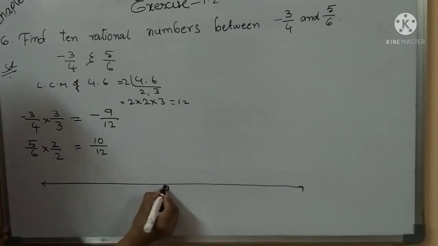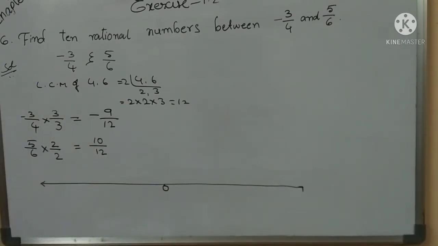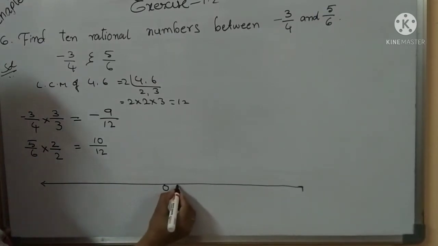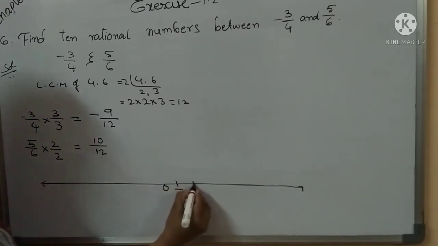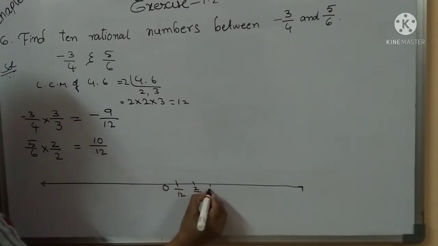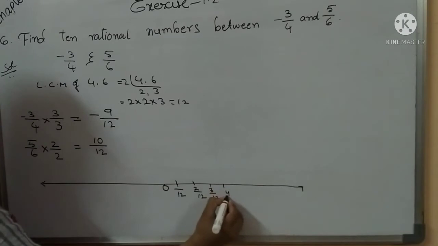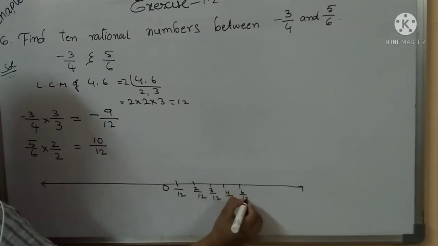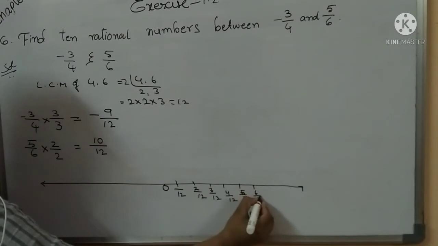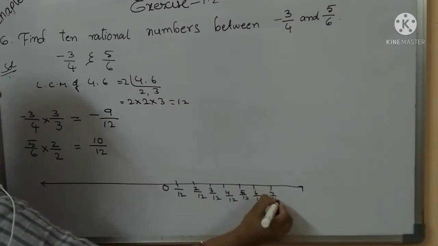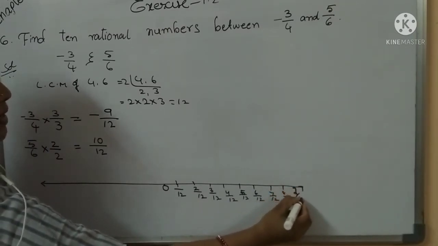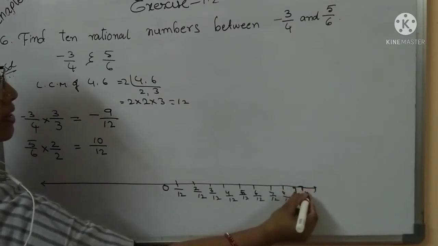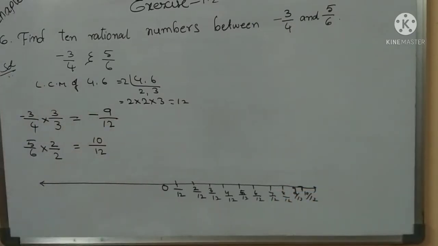A number line has both positive values and negative values. From 0, on the right side onwards, we will write 1 by 12, next 2 by 12, 3 by 12, 4 by 12, 5 by 12, 6 by 12, 7 by 12, 8 by 12, 9 by 12, 10 by 12. So the right side has positive values.